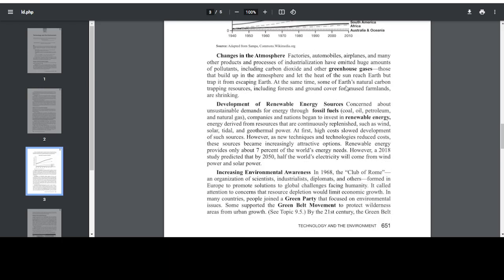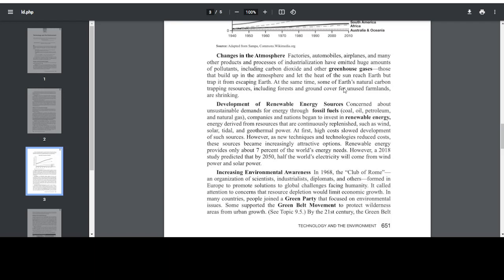Changes in the atmosphere. Factories, automobiles, planes, and many other products and processes of industrialization have emitted huge amounts of pollutants, including carbon dioxide and other greenhouse gases. Those build up in the atmosphere and let the heat of the sun reach Earth, but trap it from escaping Earth. At the same time, some of Earth's natural carbon trapping resources, including forest and ground cover for unused farmlands, are shrinking.